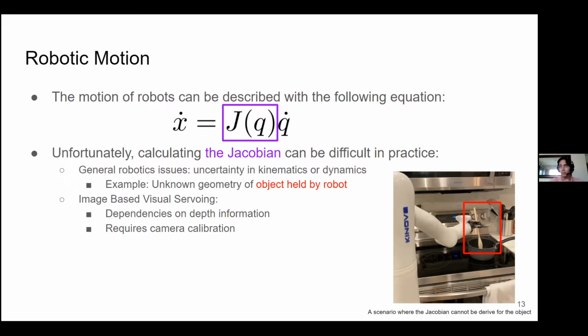And you also need to know the model parameters of the camera, which can be difficult because then you have to do camera calibration. There are other ways to solve it, but these are just potential issues with deriving analytic Jacobians. And so at some point, we're going to talk about how we're going to approximate this term.